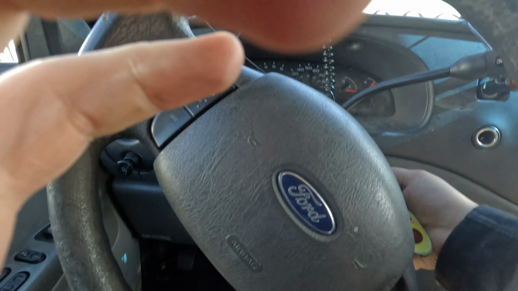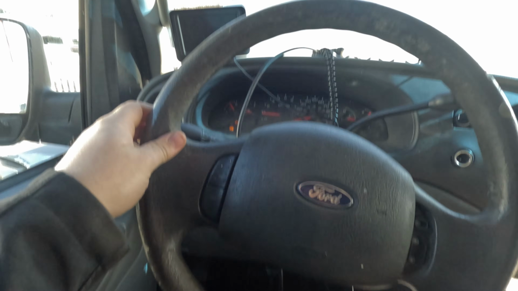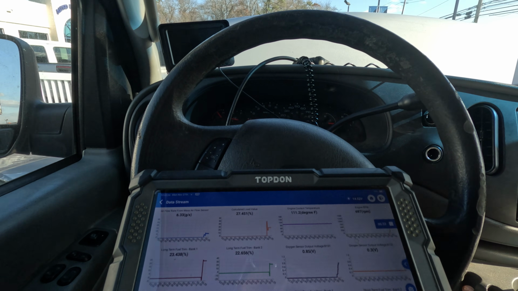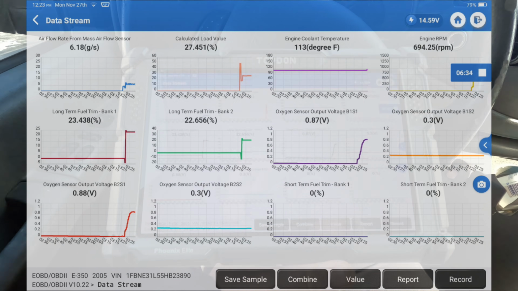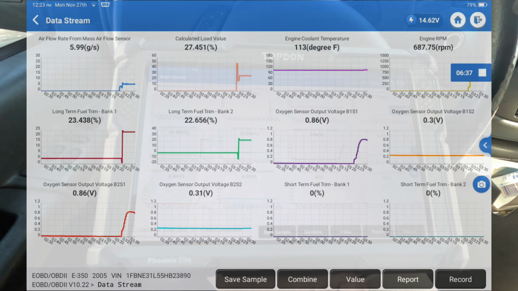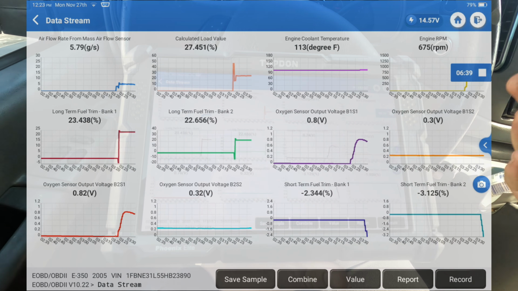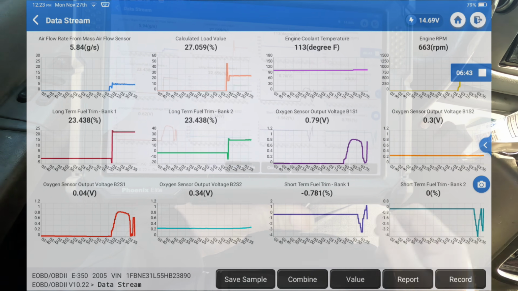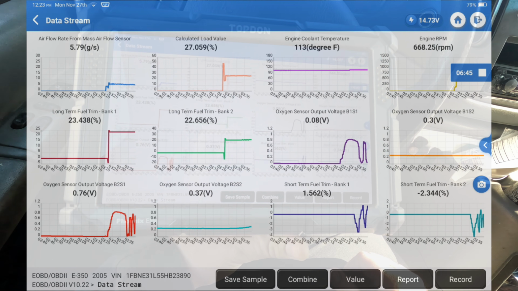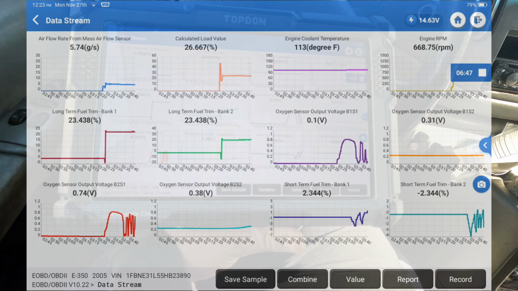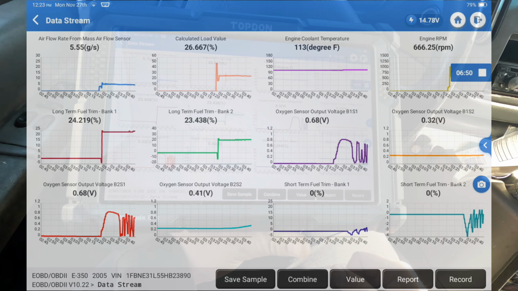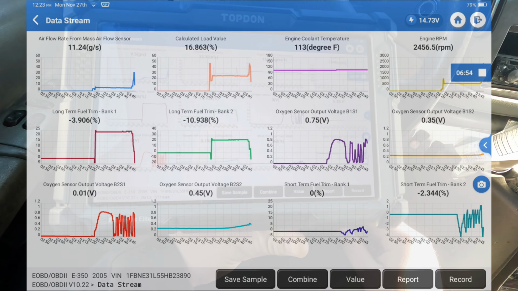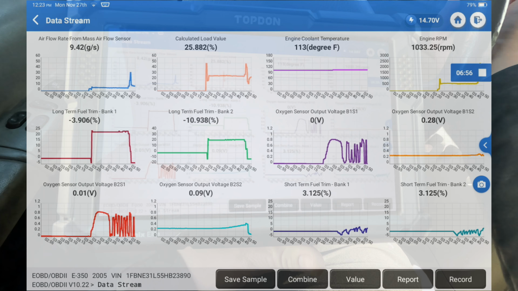Alright, let's start it up again. Okay. Alright, long term is still really high. We gotta give it time. Short term's dropping. Fords take a long time to correct. You could clear keep alive memory. Let me just see what happens when I grab it. Let's put it in here.